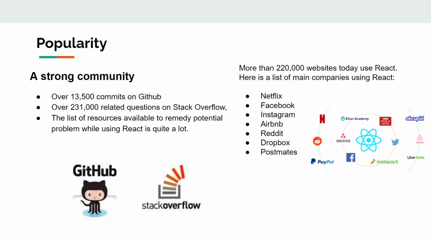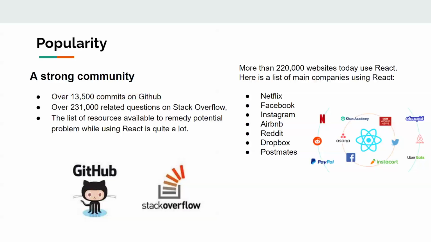React is on the list of the most popular front-end frameworks and owns a huge community. There are over 13,500 commits on GitHub and over 231,000 related questions on Stack Overflow. Additionally, the list of resources available to remedy potential problems while using React is quite extensive. There are more than 220,000 websites today that use React, and there's a lot of really big name ones.